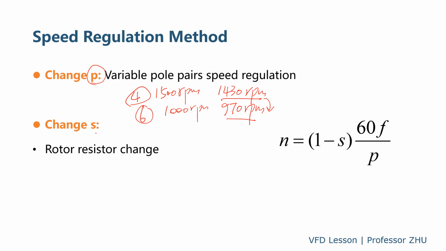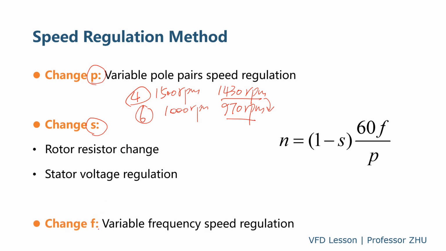The second one is to change the slip. We can change the rotor resistor for the wound rotor motor. And we can also change the stator voltage, the amplitude of the motor voltage, not the frequency. You can also change the slip, then change the motor speed. But the best way is to change the frequency. So this is why we have the VFD, variable frequency drive.